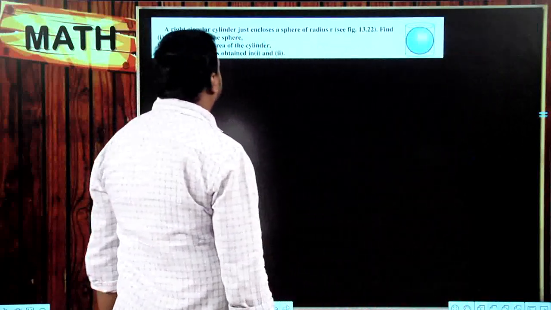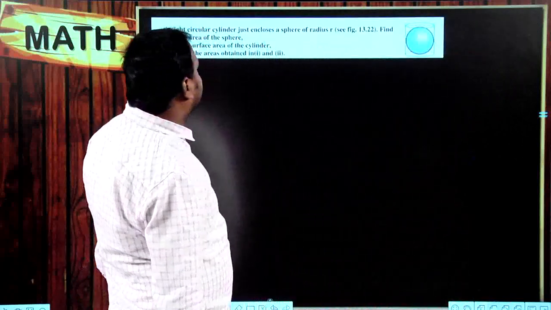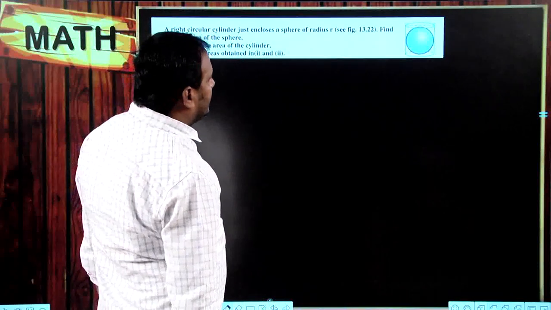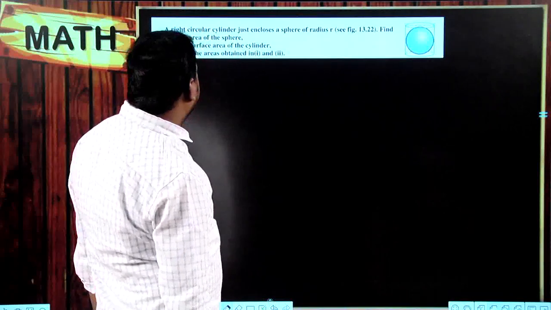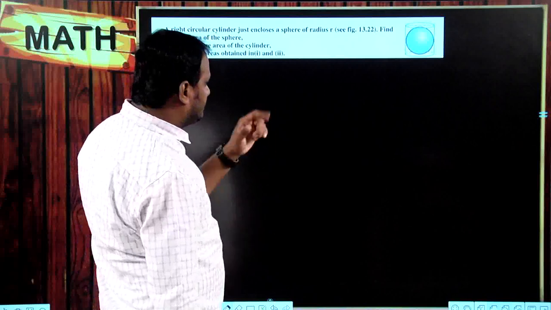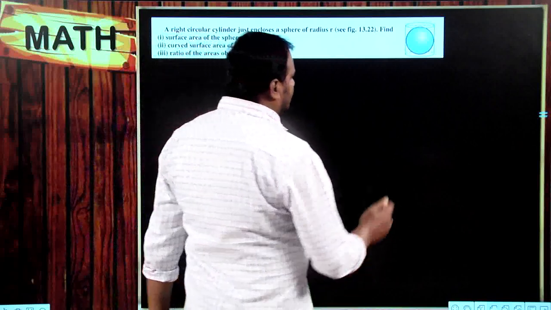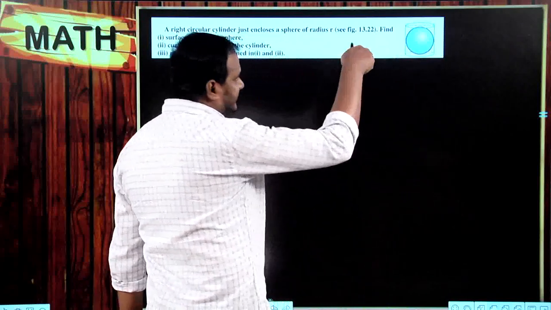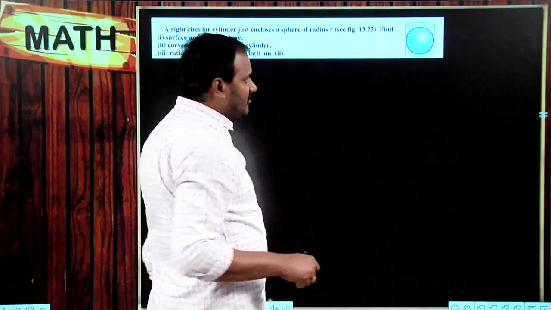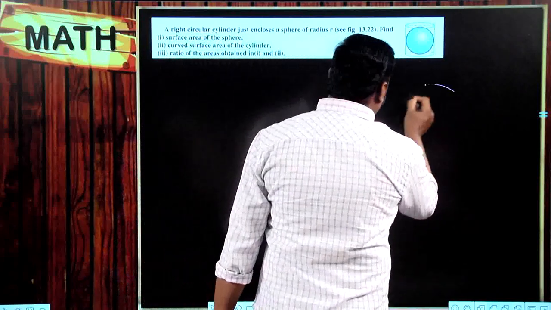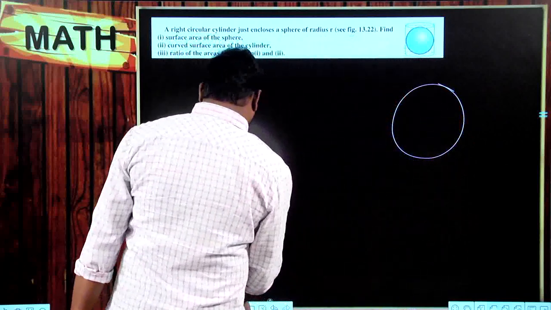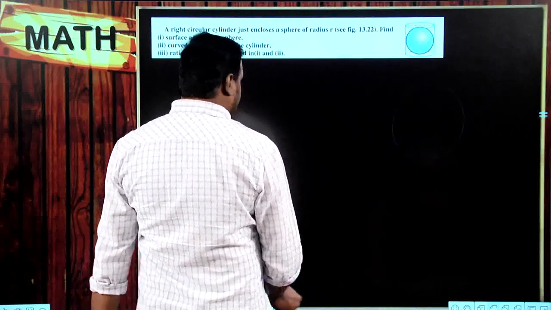So, the next problem given here is a right circular cylinder just encloses a sphere of radius r. This is the figure 13.22. Find surface area of the sphere. Once you observe that, see here, the sphere is inside the cylinder. When the sphere is inside the cylinder, I am just going to draw it once again. Okay, maybe it is not looking good. I will draw it once again.